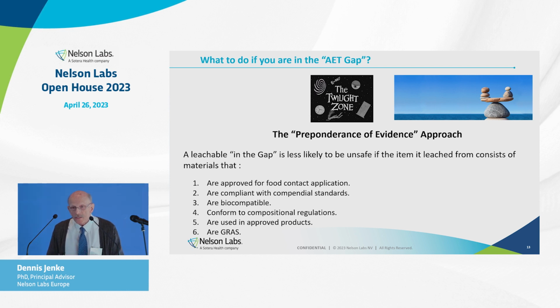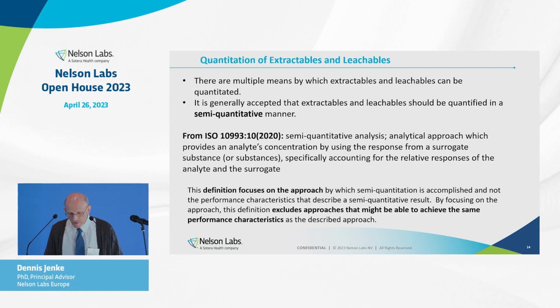So build the case. Build the case that the most likely outcome is that those compounds are safe anyway. And then you take your chances. Literally, you take your chances. But I got to tell you, your chances are much better if you've established that you worked hard to hit the AET, and you can provide a preponderance of evidence argument that the compounds are safe even if you can't identify and quantify them.